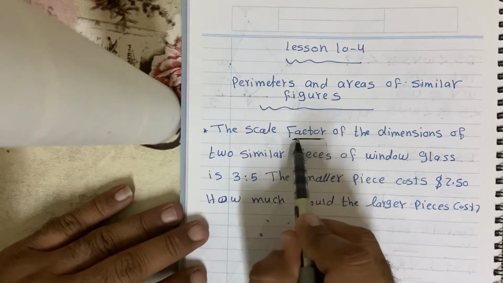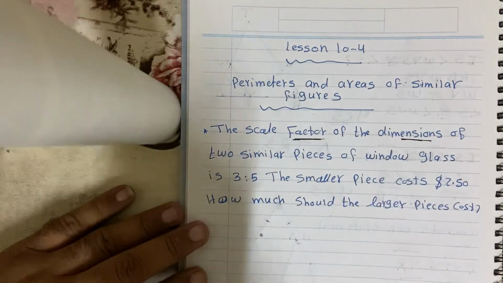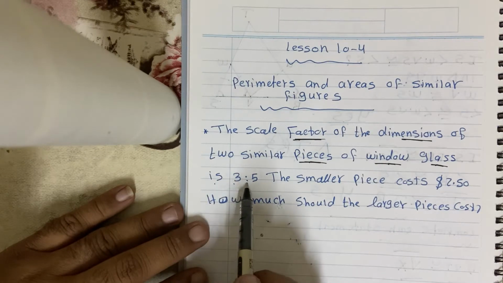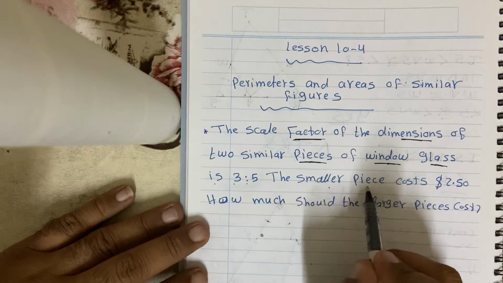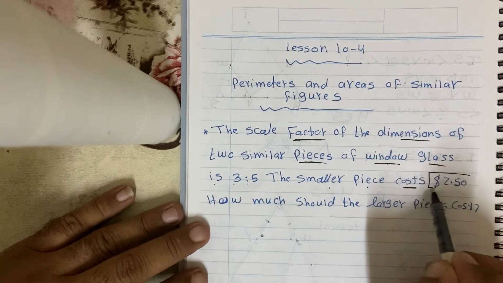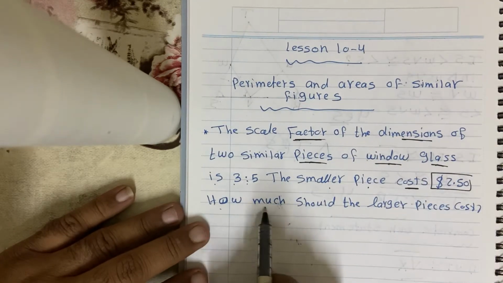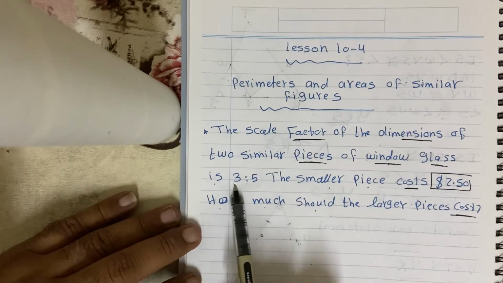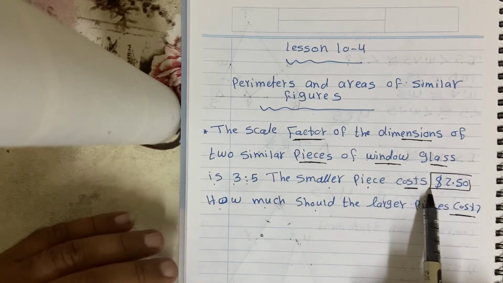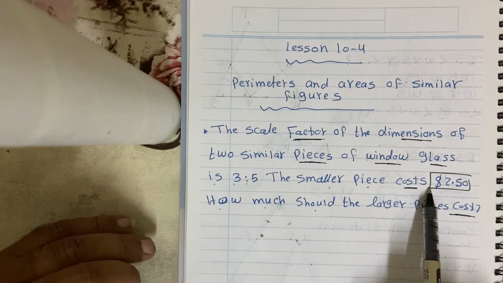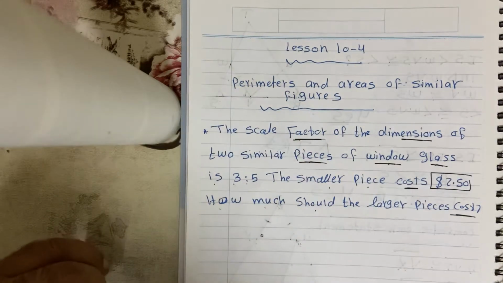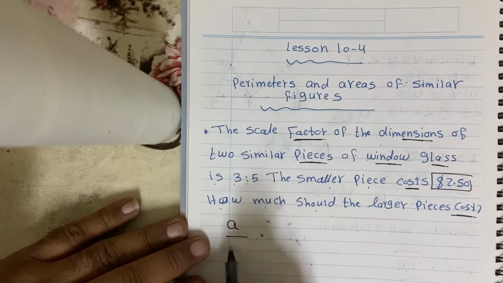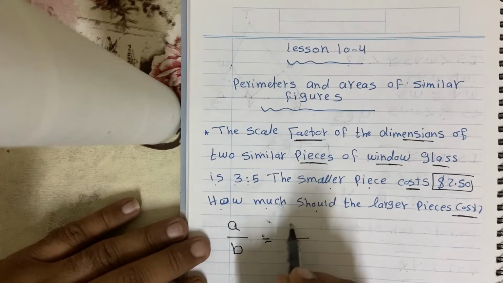The scale factor of the dimensions of two similar pieces of window glass is 3 to 5. The smaller piece costs $2.50. How much should the larger piece cost? Here we have the scale factor and the price of one of the pieces, and we need the price of the other piece. First, the scale factor is A over B equals 3 over 5.